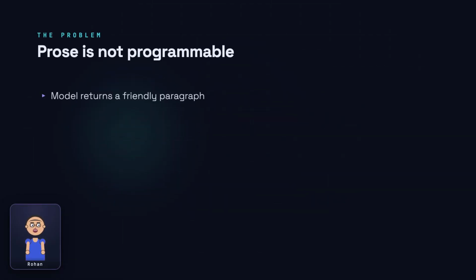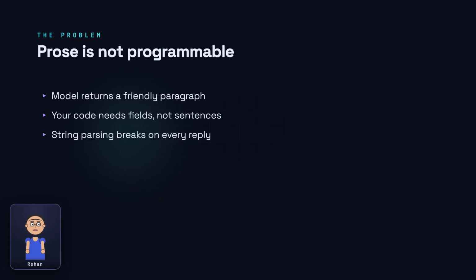Say you ask a model to extract a customer's name and order total. It happily replies with a sentence. But your code doesn't want a sentence. It wants two fields. If you try to regex your way through free prose, the next reply is phrased differently, and everything shatters. We need a contract.